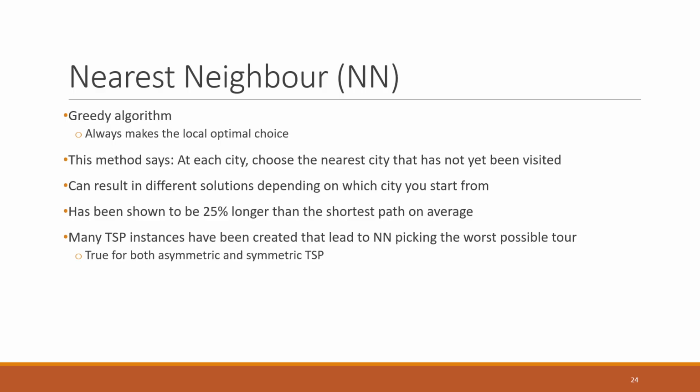It has been shown to be 25% longer than the true shortest path on average. However, many TSP instances have been created that lead to NN picking the worst possible tour, which is true for both the asymmetric and symmetric TSP problems. So NN works on average, but there are some TSP problems that it does not work well for at all.